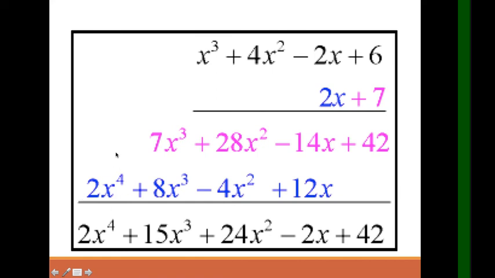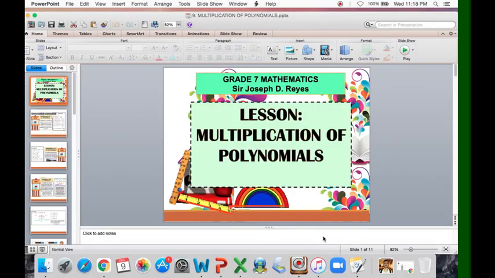So, bring down 2x raised to 4, and 42. 7 plus 8 is 15. Just copy x cubed. 28 minus 4 is 24. Just copy x squared. Negative 14 plus 12, they don't have the same sign. The highest is 14 and the sign of 14 is negative. That's why 14 minus 12 is negative 2. Just copy x. So that's our answer for this particular example using the vertical method in multiplying a polynomial by another polynomial. So that's all about the multiplication of polynomials.